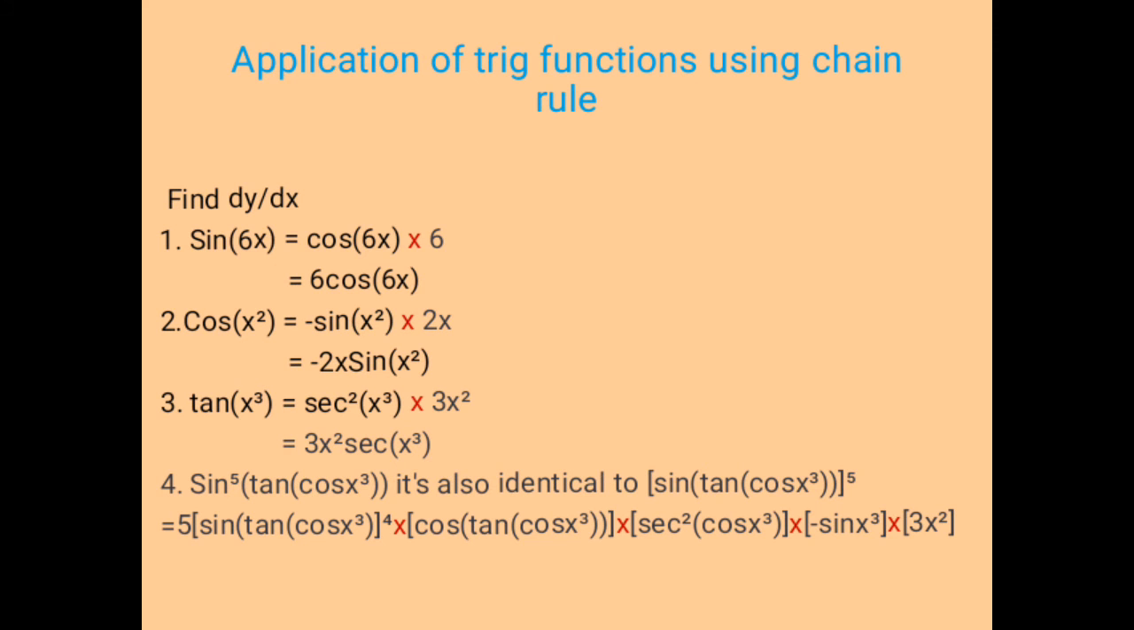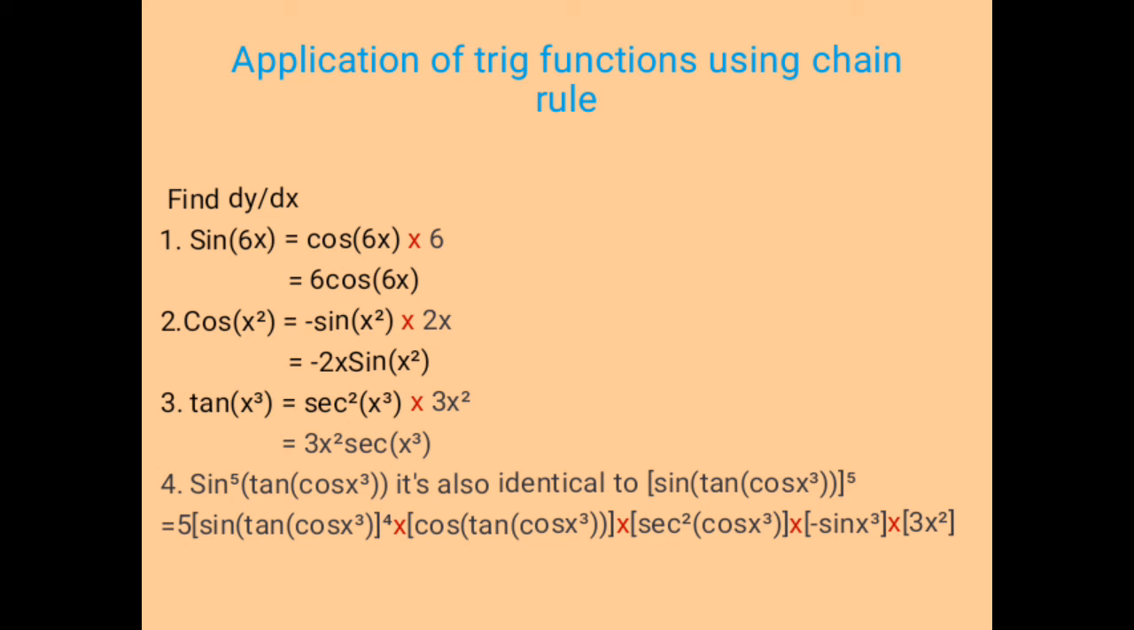Let's apply some of the functions we have just seen. Find dy dx for the following questions. Question 1. Here we are still applying the chain rule. We are given sine 6x. First, differentiating the outside, we have cos, because when you differentiate sine, you have cos, times 6, because when you differentiate 6x, you have 6, and our final answer will be 6 cos 6x.